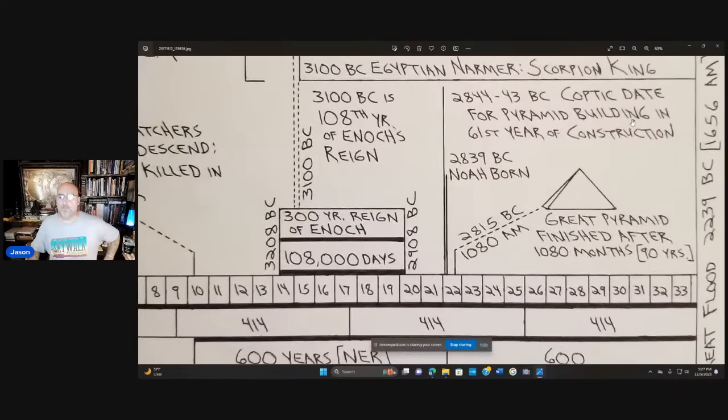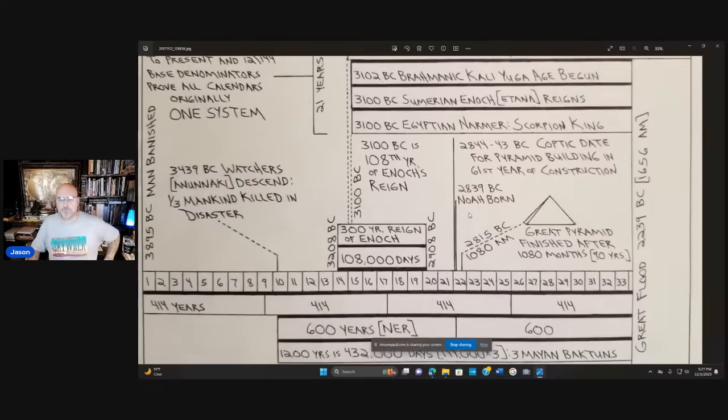Here's the Egyptian Coptic date, 2844, for pyramid construction. And it's true. It was the 61st year of pyramid construction. This whole period of time, the pyramid's being built. Right here, guys. Yeah. Noah was born while the pyramid was being built. It's right here in the chronology.